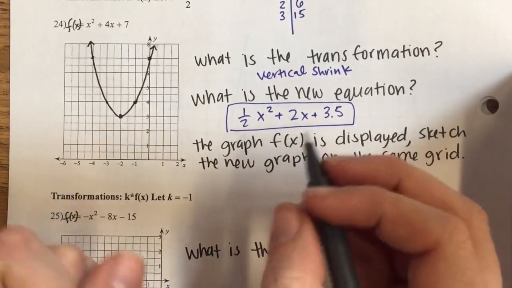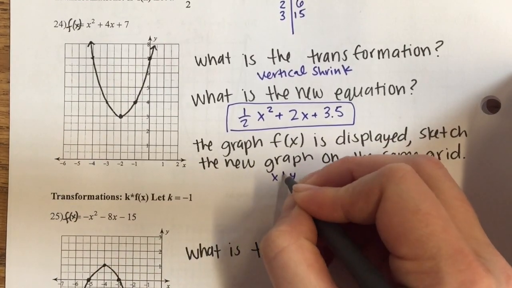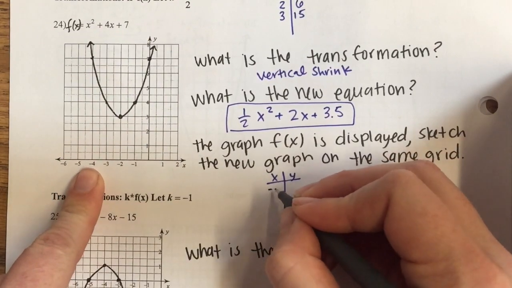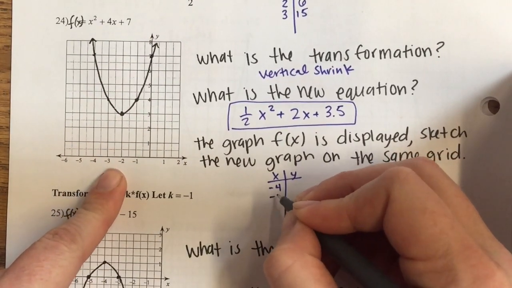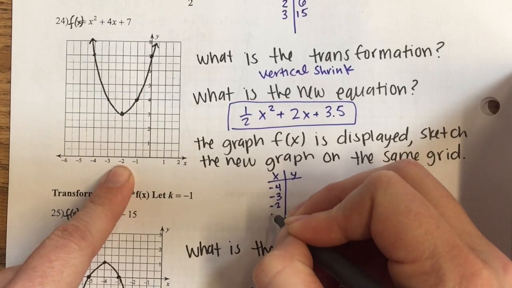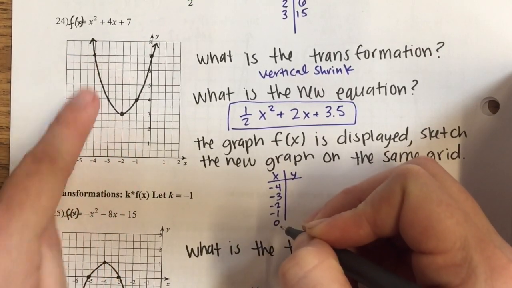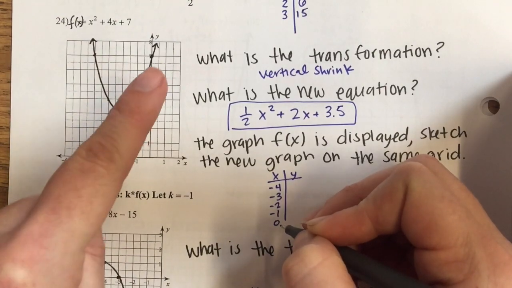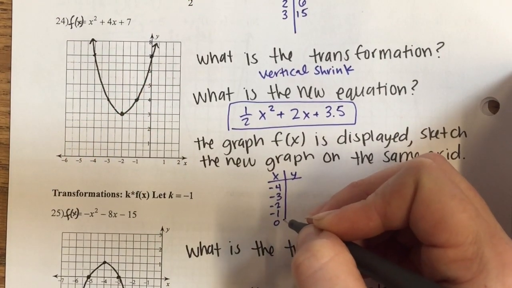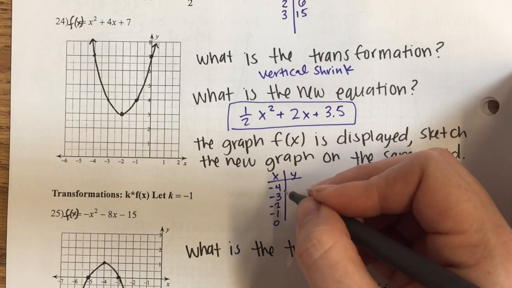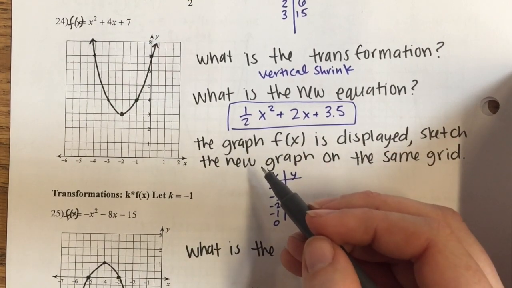Now I need to graph it, so I make a table. I'm going to plug in the same numbers that were on here, so -4, -3, -2, -1, 0. So I'm plugging in the points that match up with my graph that I already have. When I plug those in, I'm going to create my table.